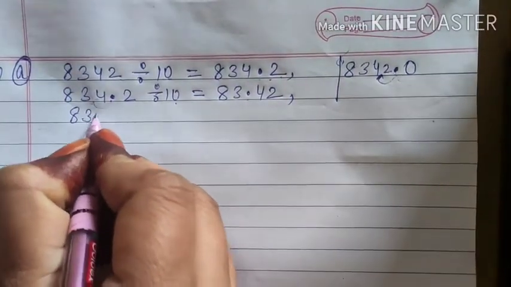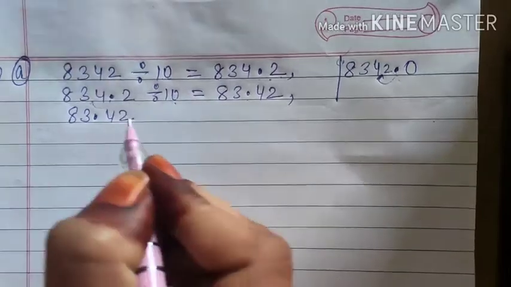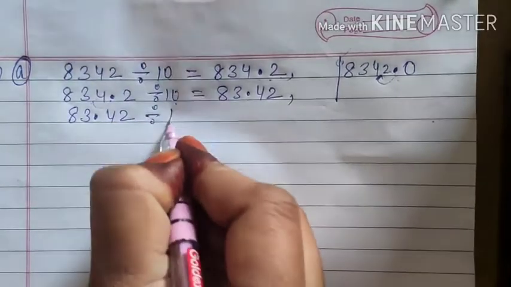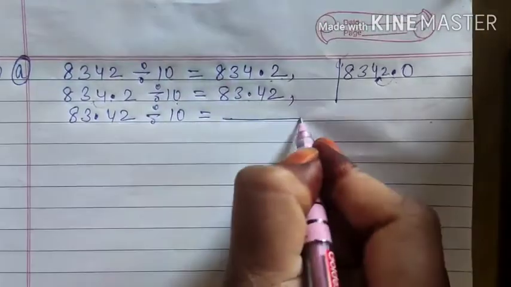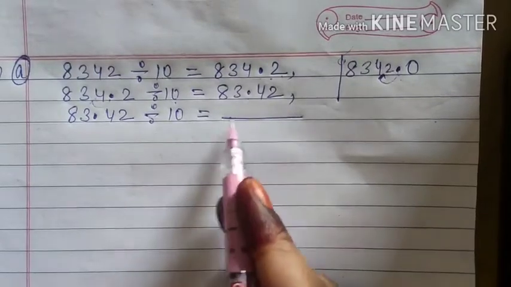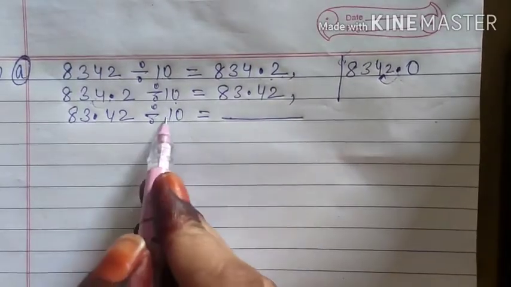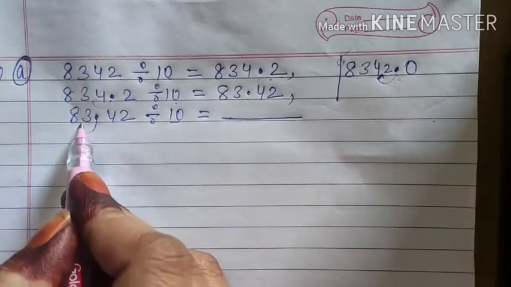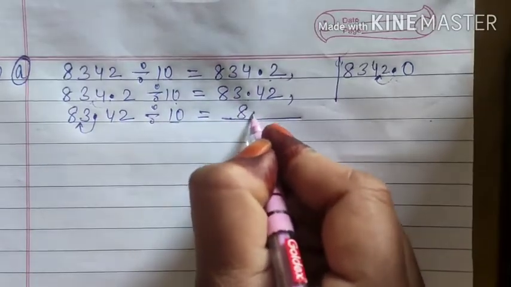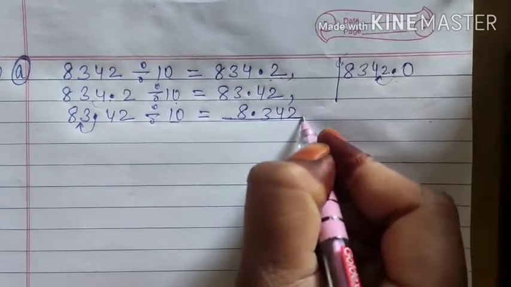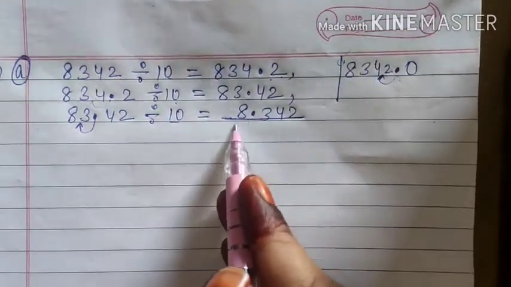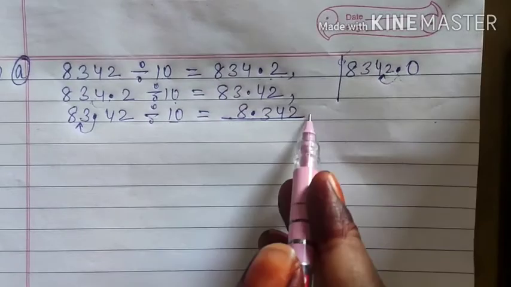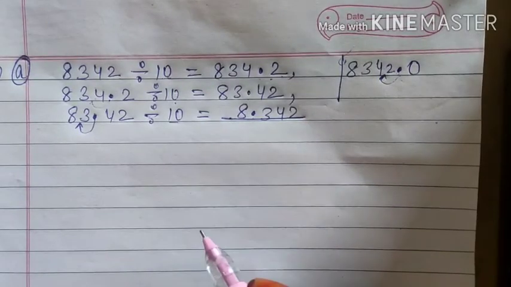Now he is asking one question from you, that is this one, divided by 10. Then here you have to fill in the blank. So you see here again you are dividing by 10 only, so you can shift this decimal before one digit, so your answer will be 8.342. If again 10 is given, then shift it here, right? So likewise you will solve all the 3 parts of question number 4.